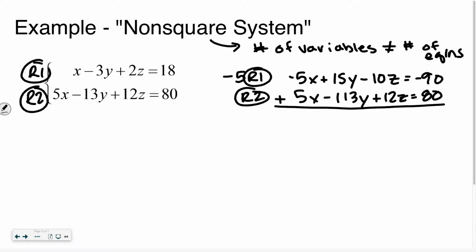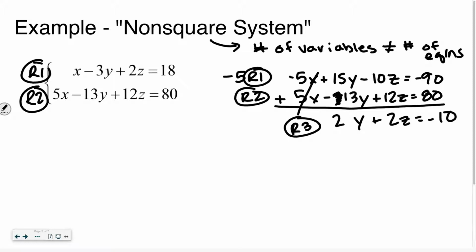Oh, did I put 113? I meant 13. My apologies. So that's what? 2y plus 2z equals negative 10? I'm going to call that row 3. Well, I'm kind of stuck. I eliminated x with row 1 and row 2, but I can't eliminate x again. So I can only get down to one two-variable equation.